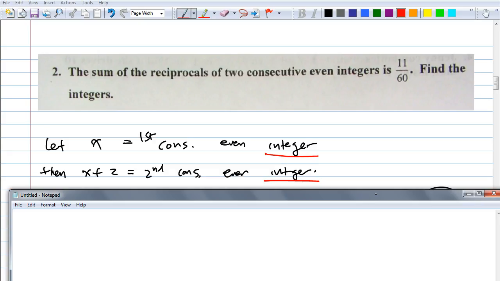All right. Who could then tell me, first of all, what's the reciprocal of this x? What's the reciprocal of the second one? So they're doing what with these two reciprocals? They are adding them. Who could tell me then the equation of this?